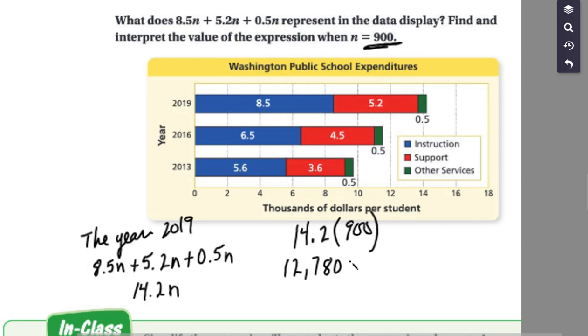So to get the total amount that was spent, we're going to multiply that by $1,000 per student. So that gives us a final answer of $12,780,000 that was spent altogether for all of the 900 students in total. That's how much was spent.